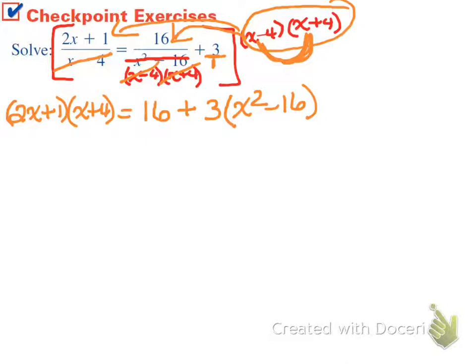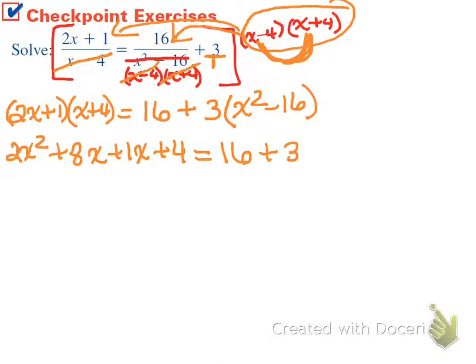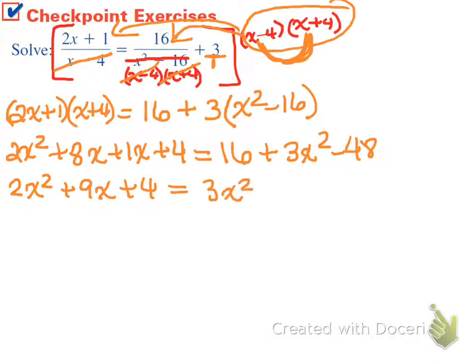Come back, use FOIL, do 2x times your x, end up with 2x squared. 2x times the 4 gives you a positive 8x. 1 times the x would give you a positive 1x, and 1 times the 4 would give you a positive 4. On the right-hand side, bring down your 16, distribute your 3, gives you 3x squared minus 48. Come back, put your like terms together. 2x squared plus 9x plus 4 would be equal to 3x squared minus 32.